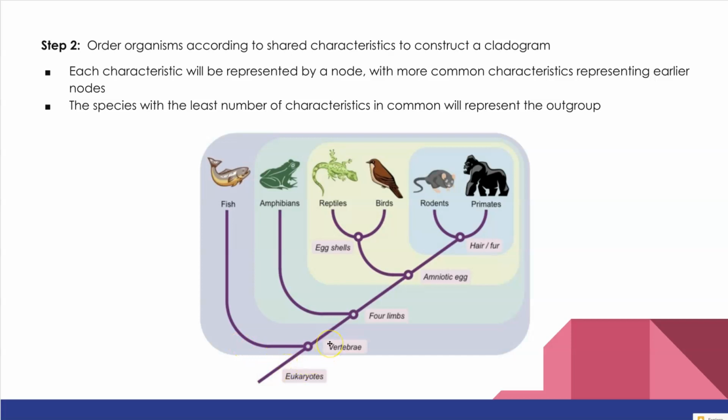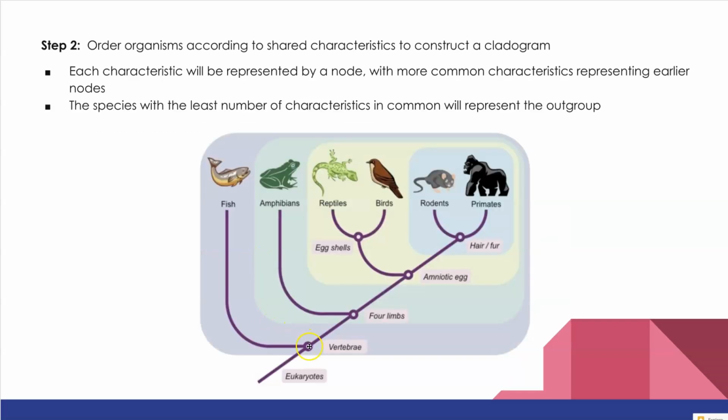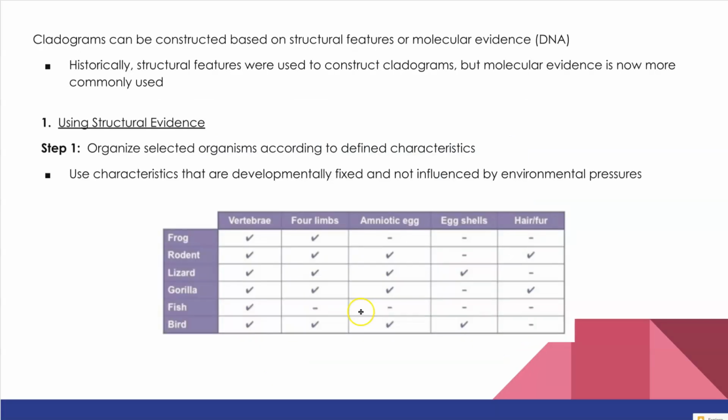The characteristic that he had and that everything else had was the vertebrae. So the vertebrae is the first characteristic. So from this point, which includes the fish, everything to the right has vertebrae. The next characteristic we used was 4 limbs. From this point, everything has 4 limbs. If we go back, only the fish didn't have 4 limbs.